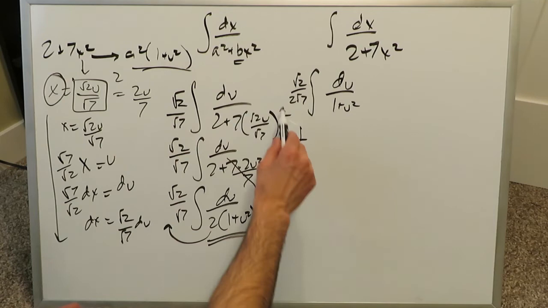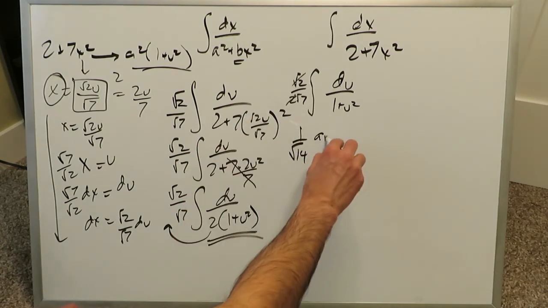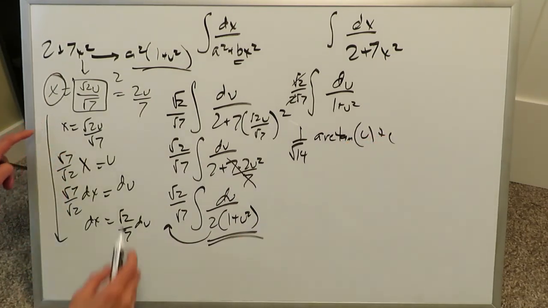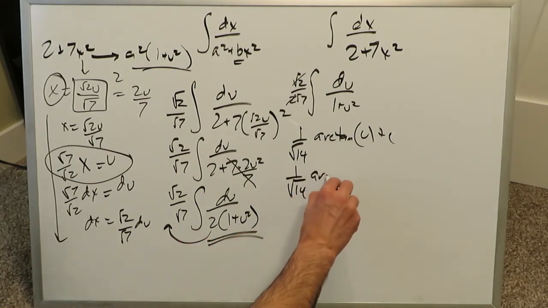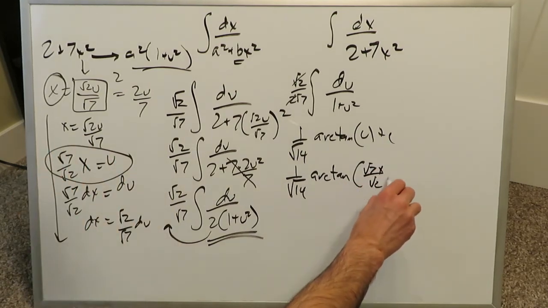You'll have 1 over root 2 root 7, which is 1 over root 14, and then here you have arctan u plus c. But what's u? U is this root 7 over root 2 x. You have 1 over root 14 arctan of root 7x over root 2 plus c.